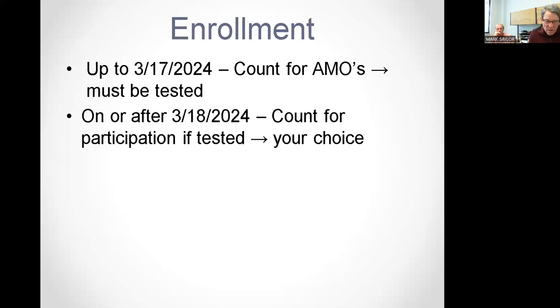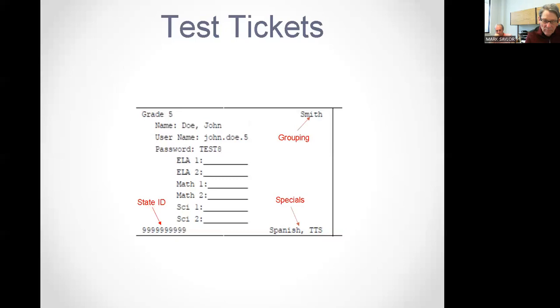If a student enrolls on or prior to March 17th, 2024, the count for AMOs must be tested. After that date, the count for participation if tested, and that's your choice. Just let us know. We're going to assume that you do not want to test them. If you have a new student that you want to test, just let us know.